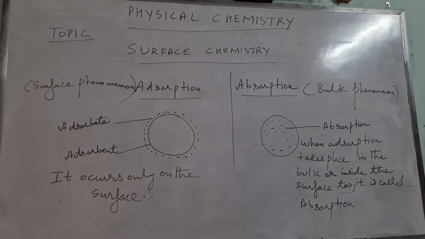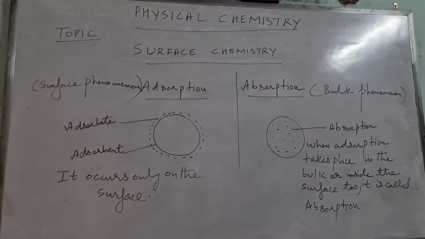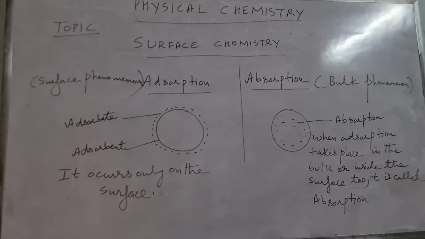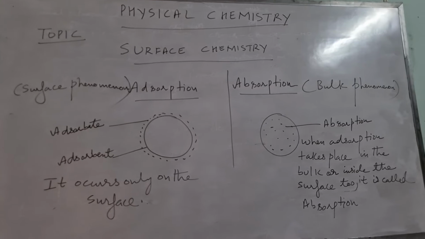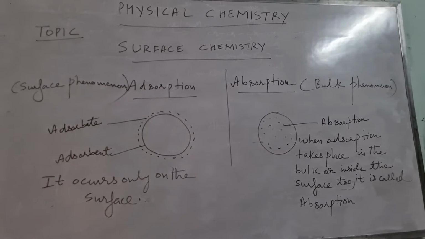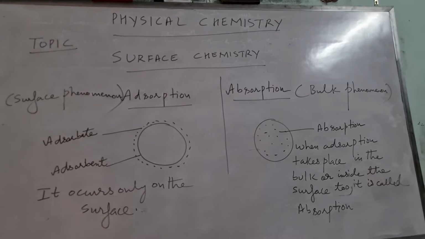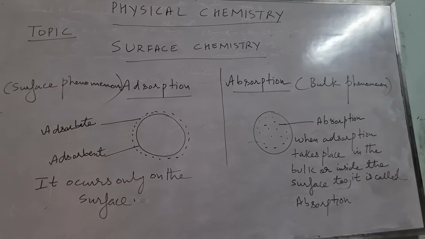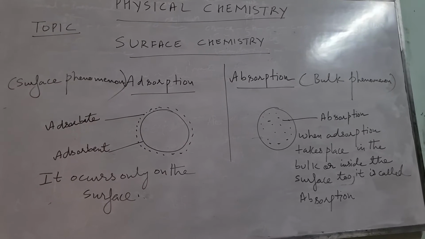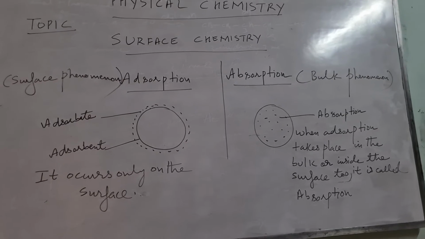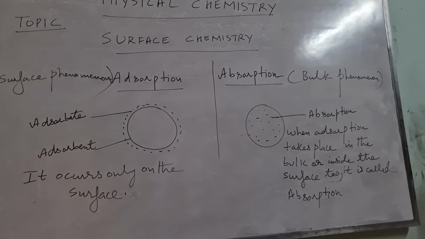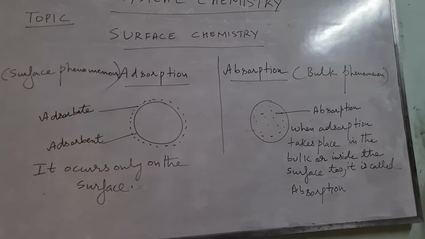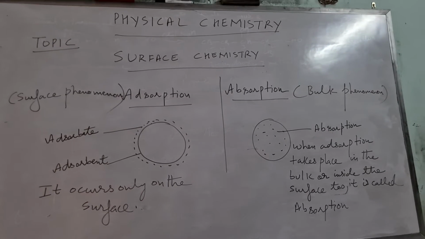Now we have come to the fourth point, that is the fourth factor, pressure of the gas. If you will increase the pressure during adsorption, definitely the rate of adsorption will increase. Rate of adsorption is directly proportional to pressure of the gas. If the pressure is more, adsorption will be more. Last point, that is the fifth point, is temperature.